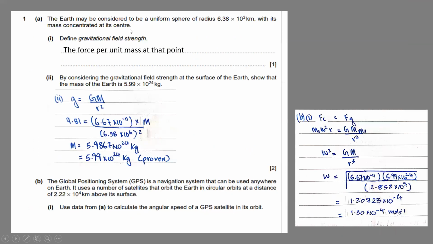Gravitational field strength is the force per unit mass at that point. Again, this is just memorizing the definitions. It won't be that difficult.